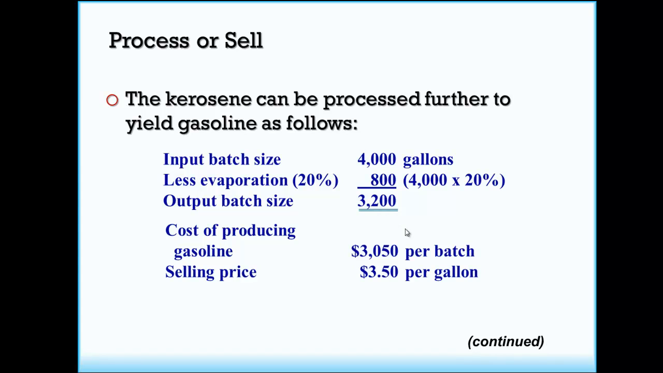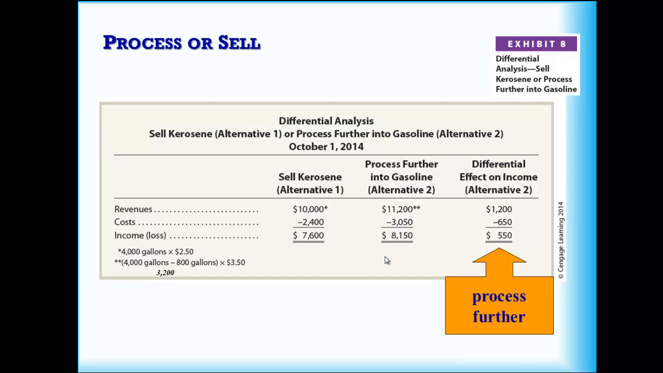The cost of producing that gasoline, that extra batch, is going to be $3,050, and the selling price is $3.50 per gallon. So what makes more sense? Should we sell this as it is as kerosene, or should we take it one step further and process it into gasoline and then sell it? So remember, if we sold it as kerosene, we could sell it for $2.50 a gallon, and we would have 4,000 gallons to sell. So 4,000 times 2.50 gives us 10,000.